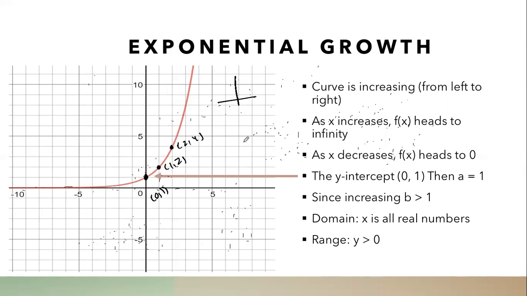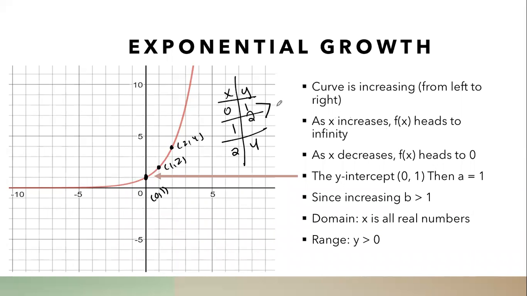So remember, on an exponential growth, we're trying to figure out how much it's multiplying by every time to get to the next thing. So 1 times what will give me 2? 2 times what will give me 4? So I know my b value is 2 because that's what it's multiplying by. And my a value is what? Yes, that's the y-intercept. My a value is 1. So my equation for this graph would be y equals 1 times 2 to the power of x.